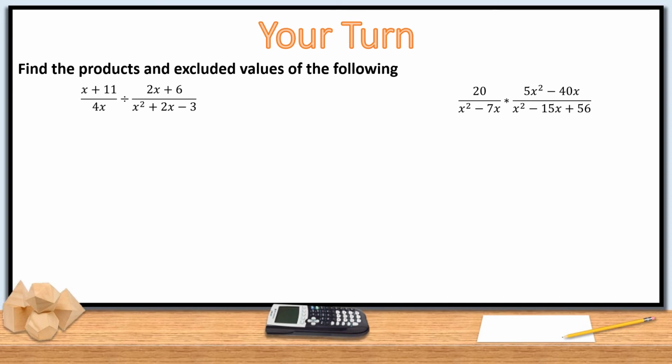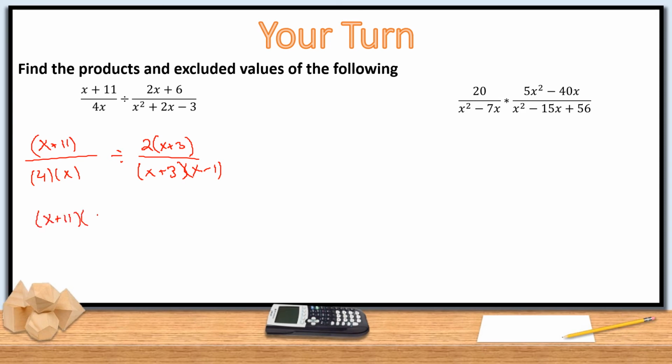All right, so first one, x plus 11, that's already factored. Over 4x, so you've got 4 times x divided by 2 times x plus 3, and we've got x plus 3, x minus 1. So flip it, multiply, we get x plus 11 and x plus 3, x minus 1. And then we've got 4 times x times 2 times x plus 3. So the x plus 3's will cancel.